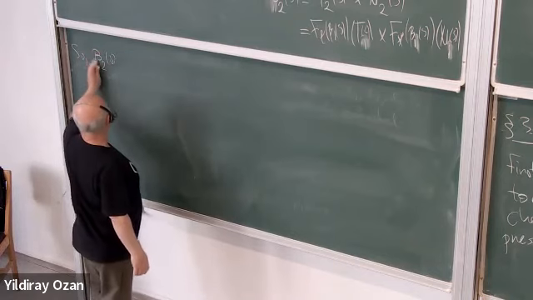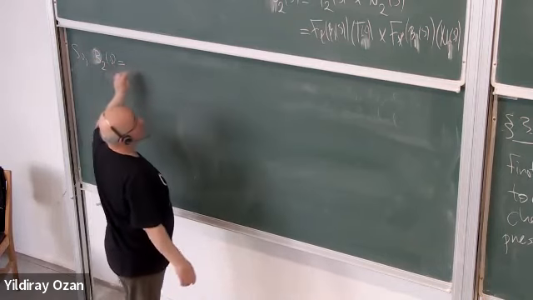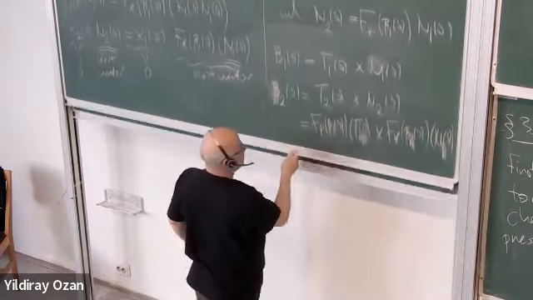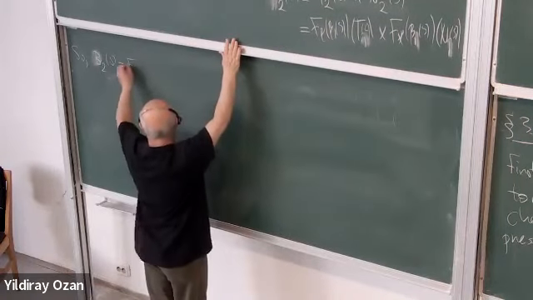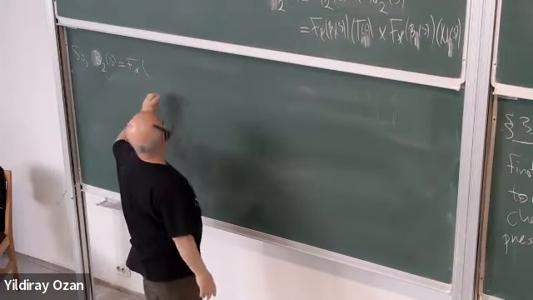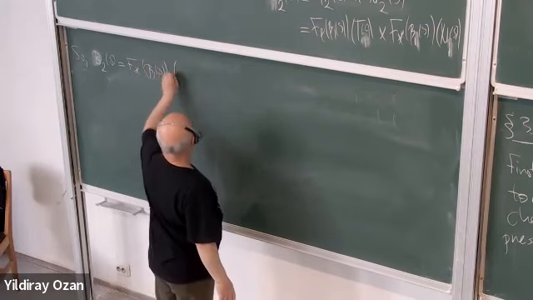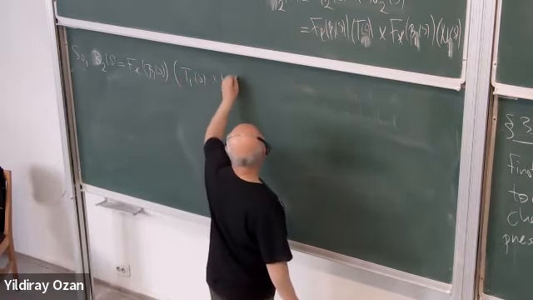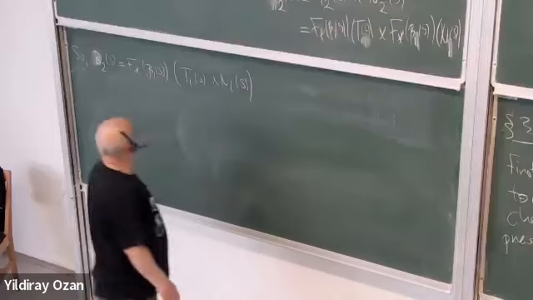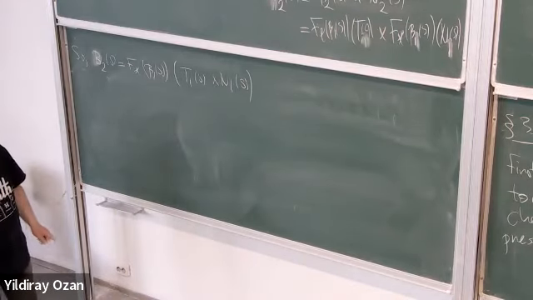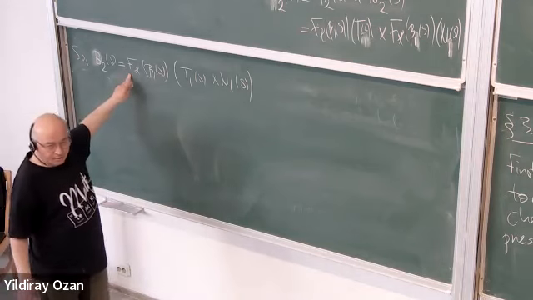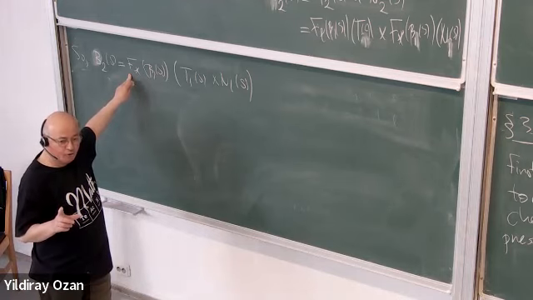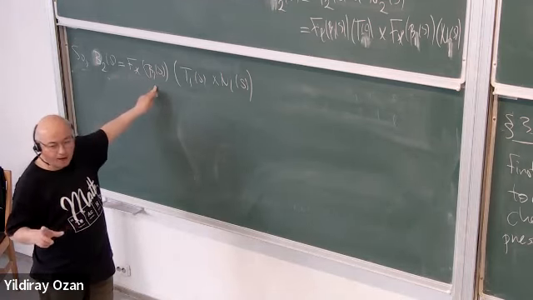B2S, I can write this cross product as follows. This is F star beta 1S, T1S cross product N1S. Is this true? Well, this is true if F is orientation preserving. If it doesn't preserve the orientation, then it could be minus.